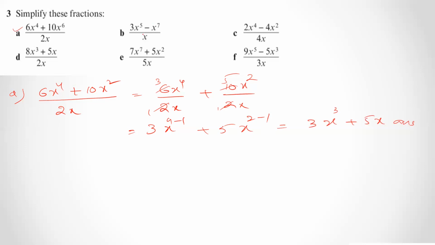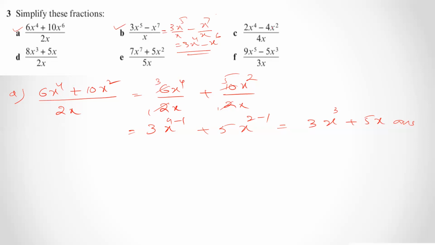And in the same way you will be dividing this 3x power 5 by x minus x power 7 by x. So from here I can tell you 3x power 5 upon x minus x power 7 upon x. Eventually we shall get 3x power 5 minus 1 is 4, minus x power 7 minus 1 is 6. That's it. This will be the answer for B.